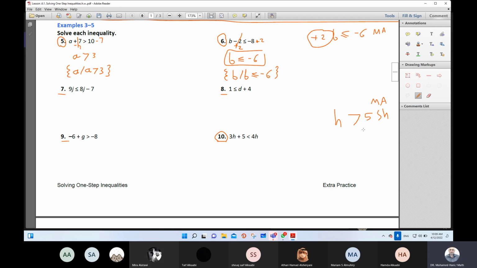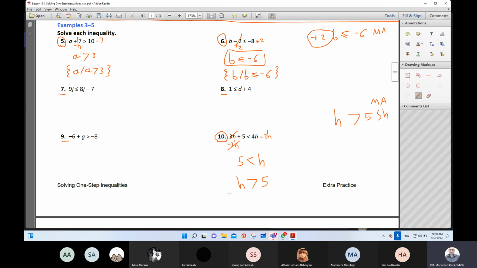Okay, check with me, please. Here we can transfer 3h to the second side or 4h to the first side, the same idea. I will remove 3h from this side. We can write minus 3h here and minus 3h here. 3h and minus 3h will be 0, remains here 5, the same sign here. 4h minus 3h will be h. So h greater than 5, the answer.